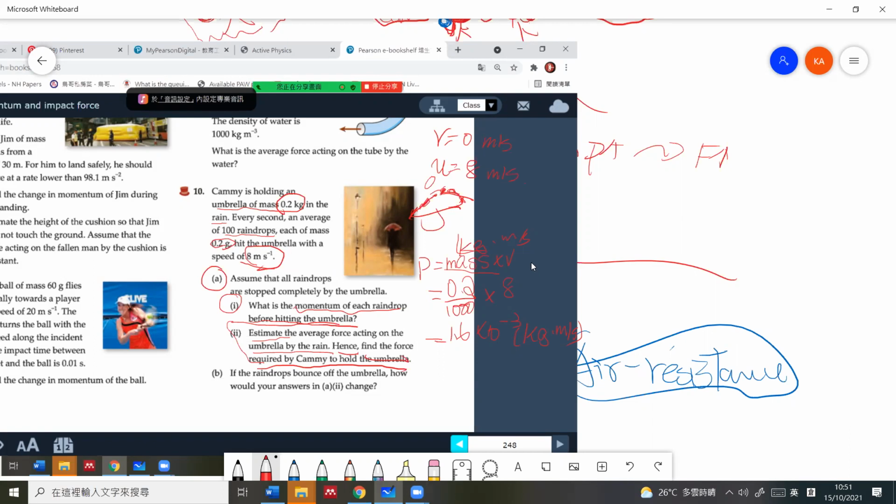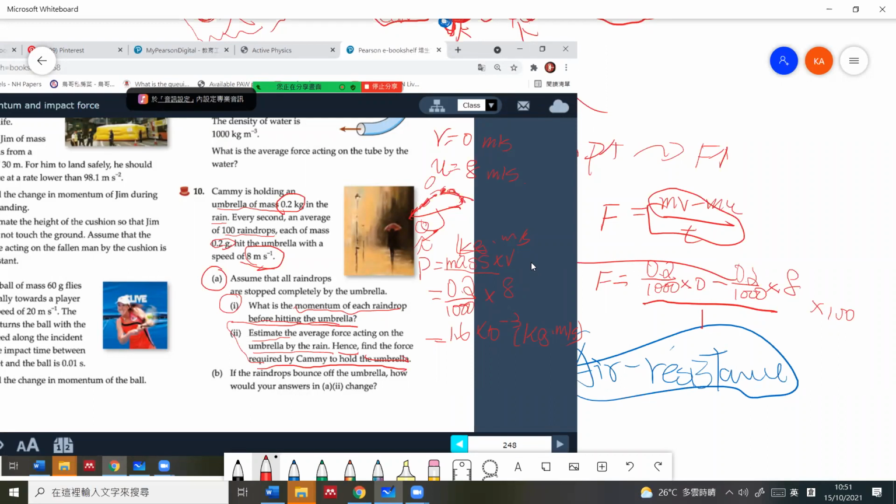So how much force does Cammy need to hold the umbrella against the ring? F equals mv minus mu over t. The mass is 0.2, v is 0, so it's 0.2 over 1000, and the initial velocity is 8, times 1 second. However, for each second there are 100 drops, right? So we need to times 100 here.